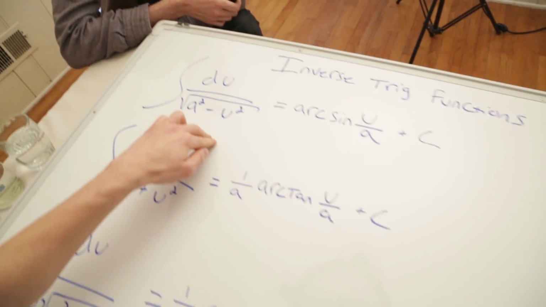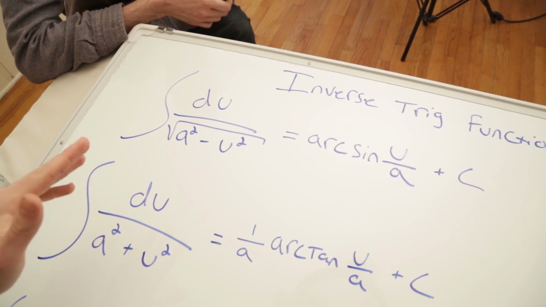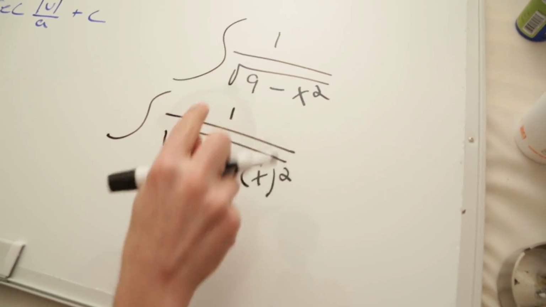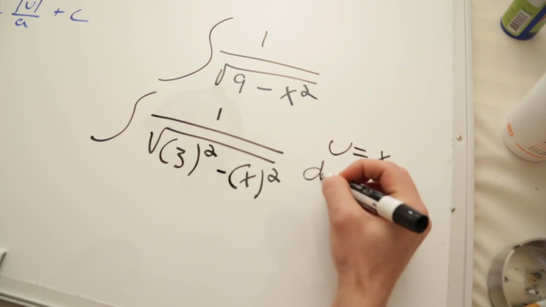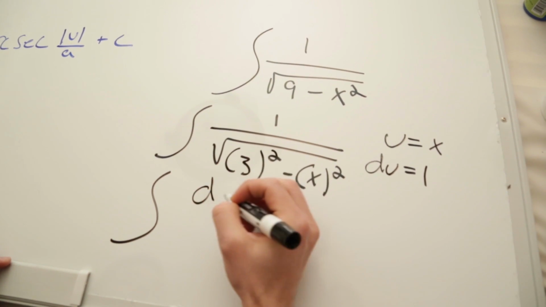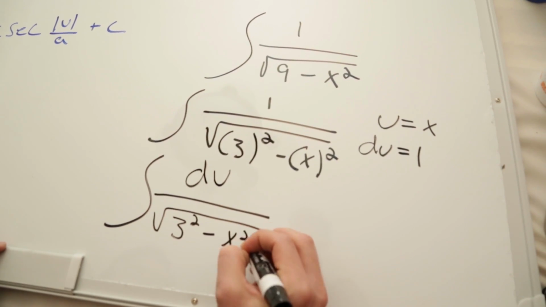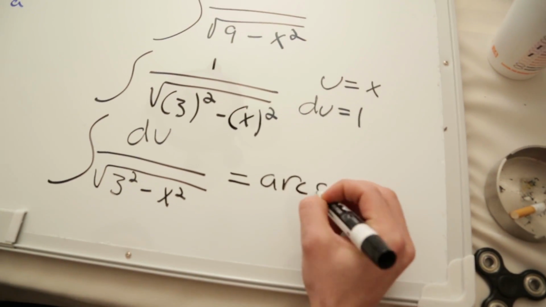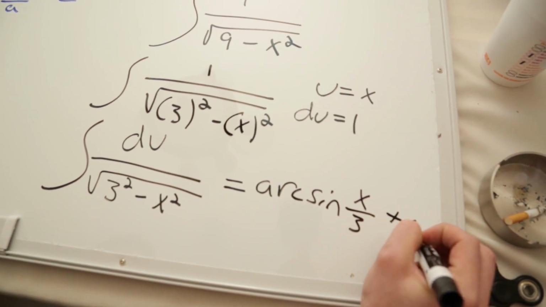Now, let's look back up here at arcsine again. U is always gonna be a function, something x to the something times x, and then a is gonna be a constant. So we come back here, we see that we have the integral of 1 over 3 squared minus x squared. Well, we'll set u equal to x, making du equal to 1. So now we have it in the original function format that we need. Du over root 3 squared minus x squared. And as we saw, this is gonna equal arcsine of u, x, over a, 3, plus c.